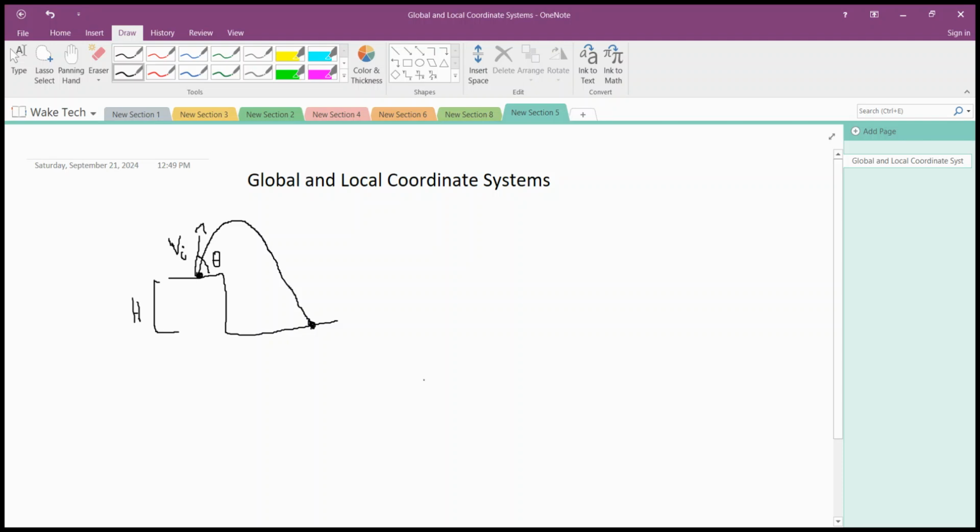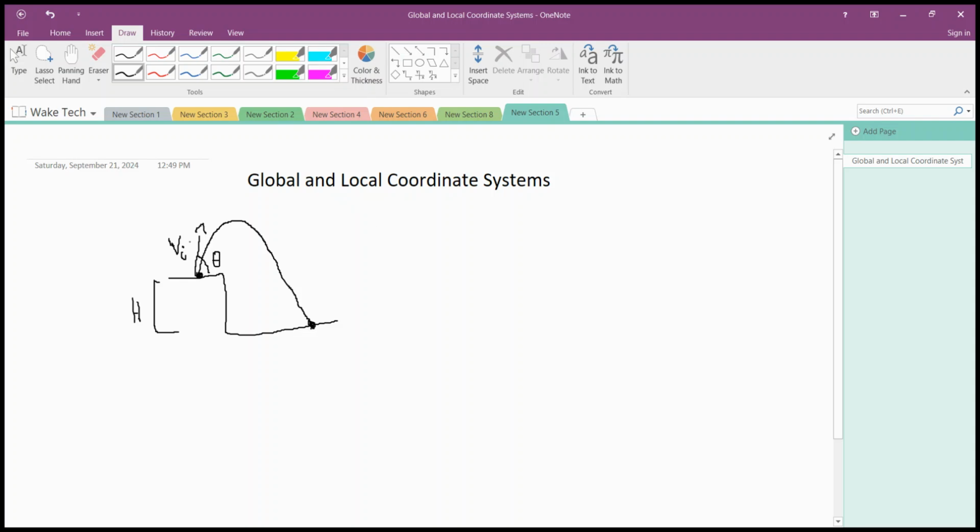I'm here to talk with you about the difference between global and local coordinate systems. Because as you go on to more complex problems, you will find that this distinction becomes helpful, and sometimes it's more useful to use global coordinate systems, and sometimes it's more useful to use local coordinate systems.